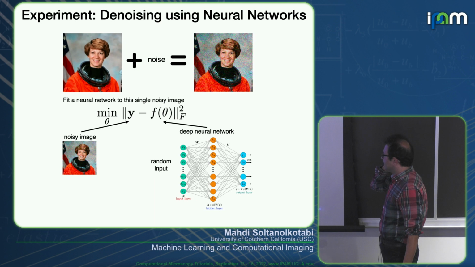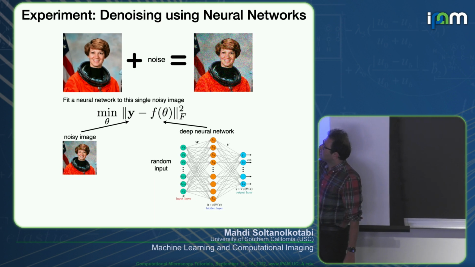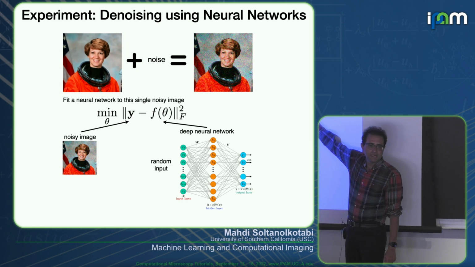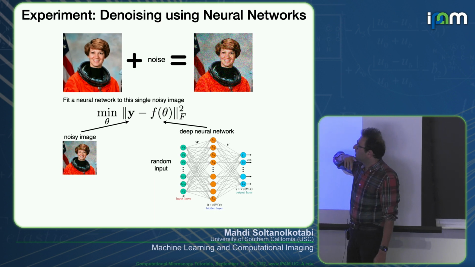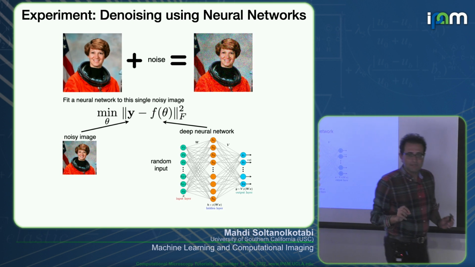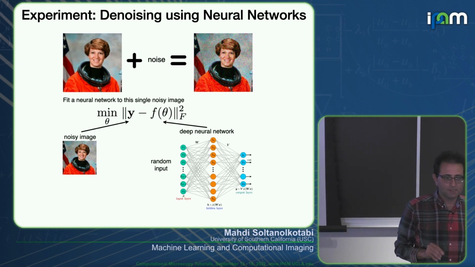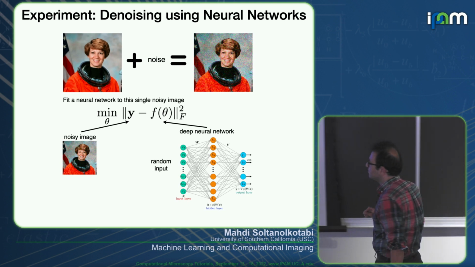So let me explain the concept using denoising. The question is, I have a noisy image, can I denoise it? The way these untrained networks work is that there is no training data. I just have the noisy image, and I want to get back the noiseless image. So that's what I want to do.